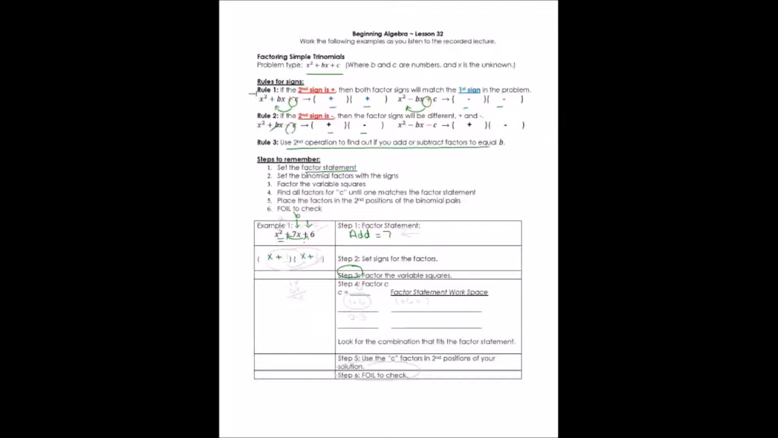Now I have to factor the c term. Remember, this is a, this one in the middle is b, and the third one is c. The c term, what is c? Well, c is equal to 6. And I need to find factors of 6. Well, 1 times 6 and 2 times 3. Do any of those factors add together to equal 7? Remember, my factor statement is what I'm trying to find. Add to equal 7. Well, 1 times 6 would add to equal 7. 1 plus 6 equals 7. So those are the numbers I need.